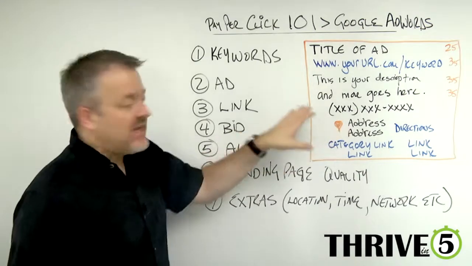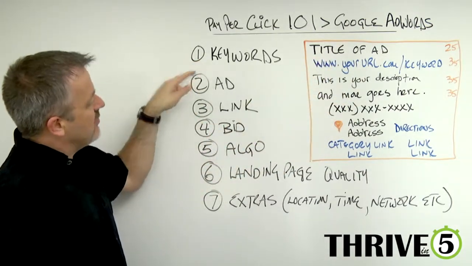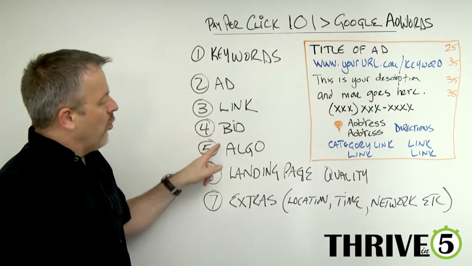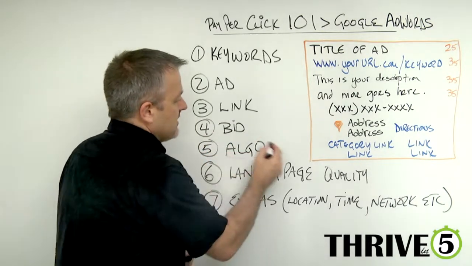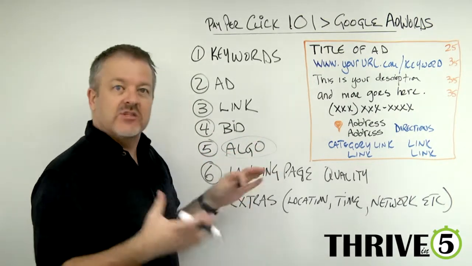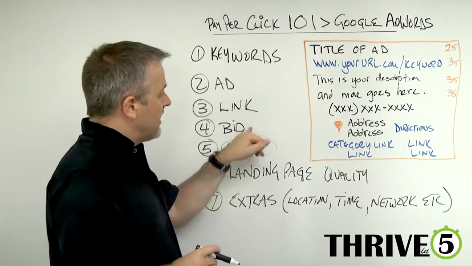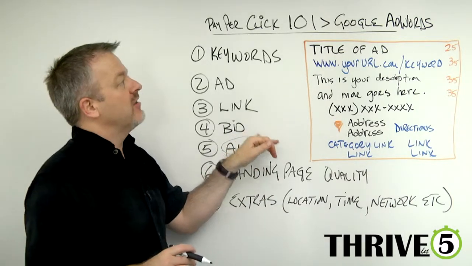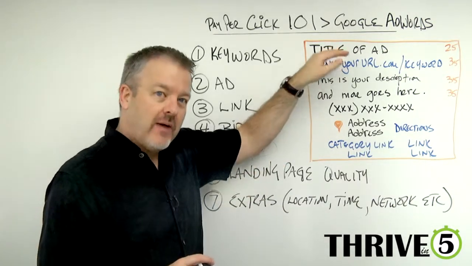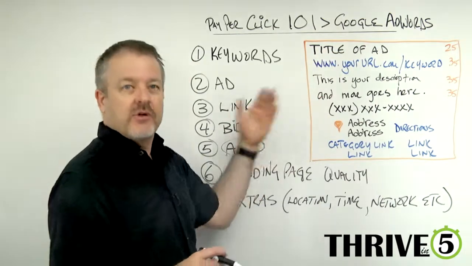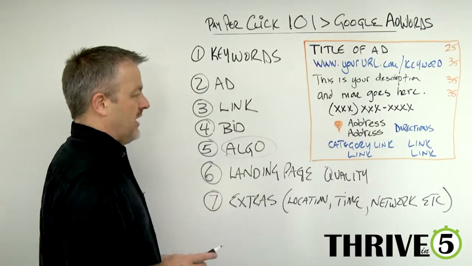Now, when you understand this, you understand keywords, ad, link, and bid. What you have to then recognize is that there's an algorithm that supports all this. Just because you bid the highest doesn't necessarily mean you're going to be the top ad. It could mean that, but there's a whole bunch of other factors in place.